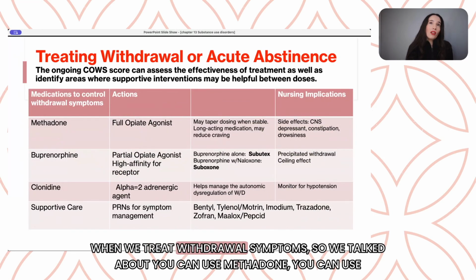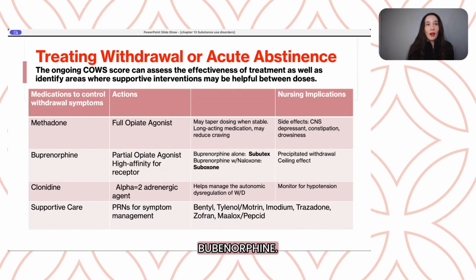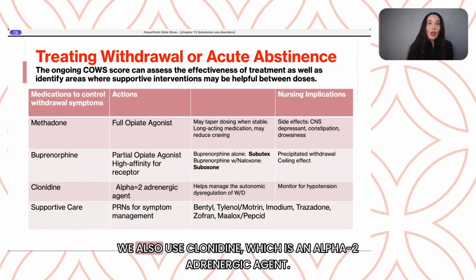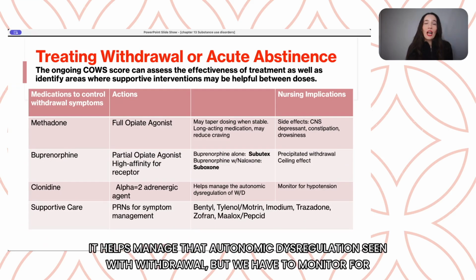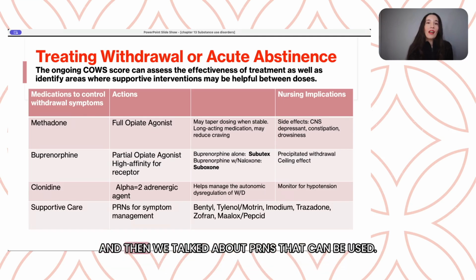When we treat withdrawal symptoms, we talked about you can use methadone, you can use buprenorphine. We also use clonidine, which is an alpha-2 adrenergic agent. It helps manage that autonomic dysregulation seen with withdrawal, but we have to monitor for hypotension. And then we talked about PRNs that can be used.